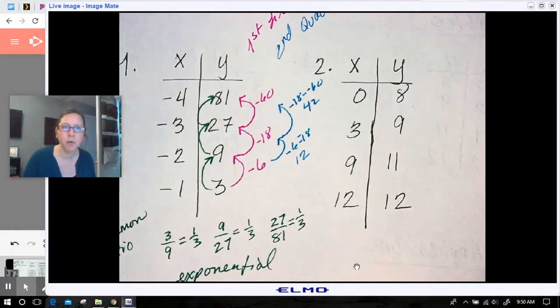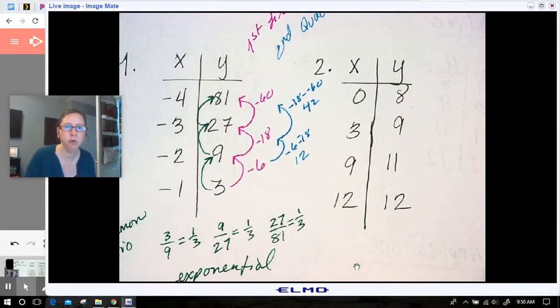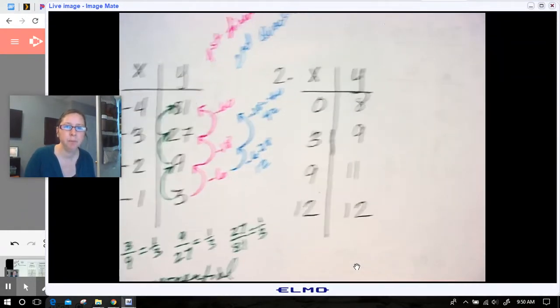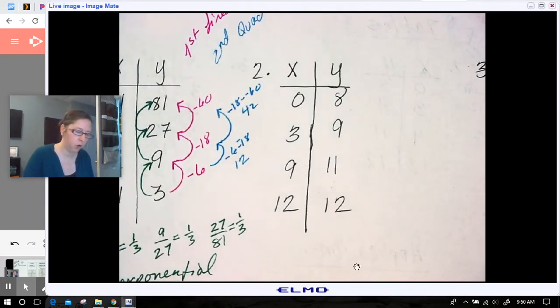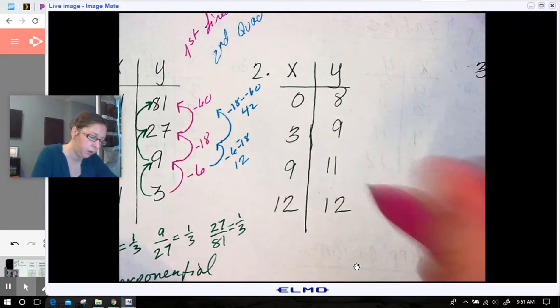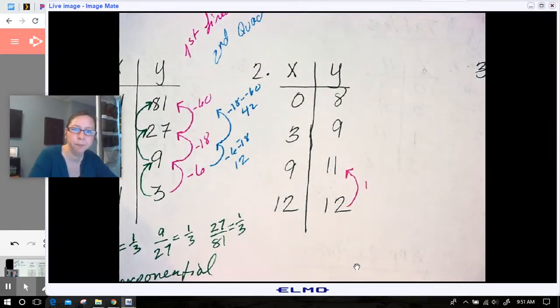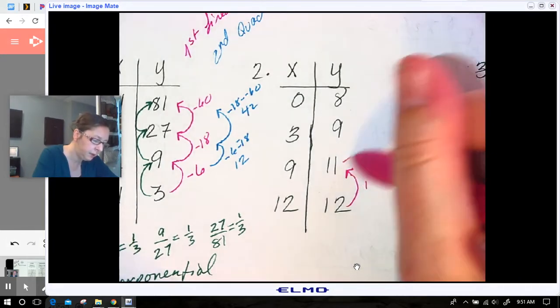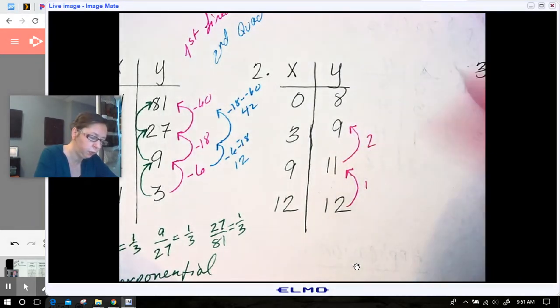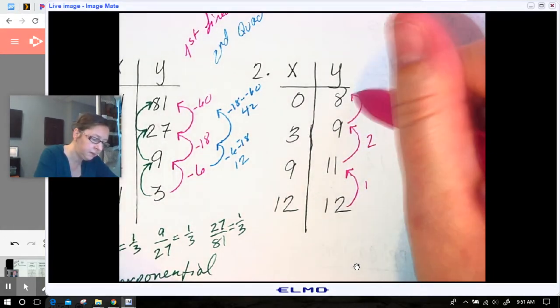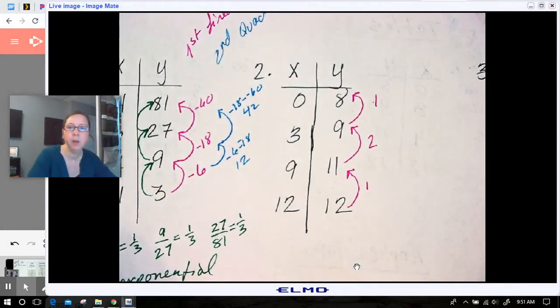All right, let's go ahead and look at example 2 now. Let's start by looking for our first difference. 12 minus 11 is 1. 11 minus 9 is 2. And 9 minus 8 is 1.